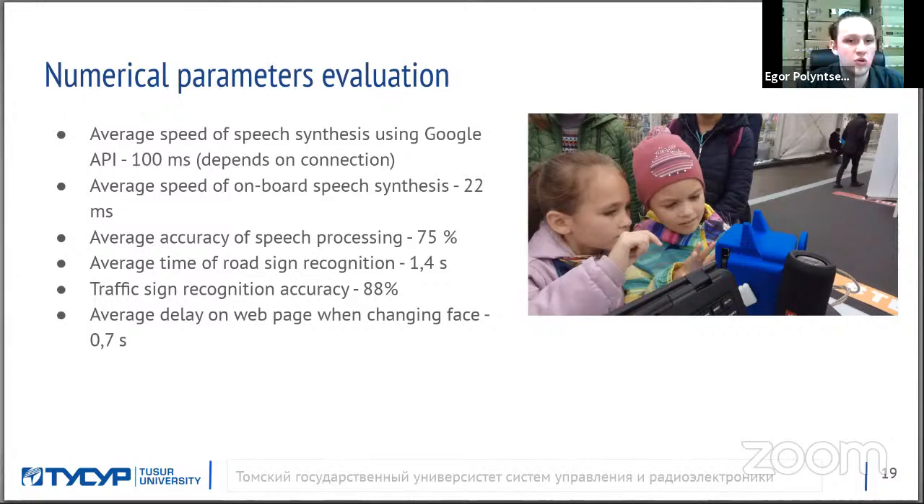The average speed of onboard speech synthesis is about 22 milliseconds. It's a very good result because we can give very fast answers to kids, to users' questions, and so on. Currently we have rather low accuracy of speech processing, around 75%, because we're using onboard speech processing.